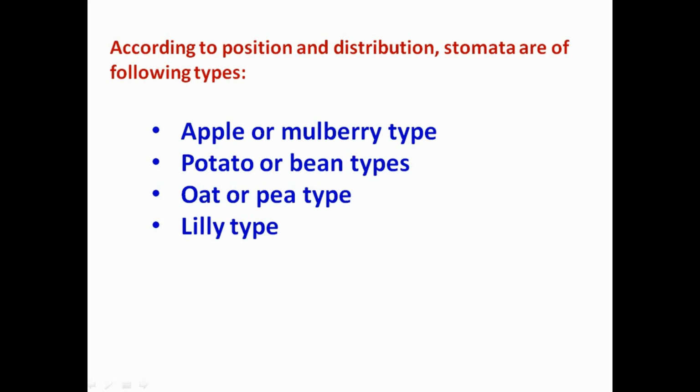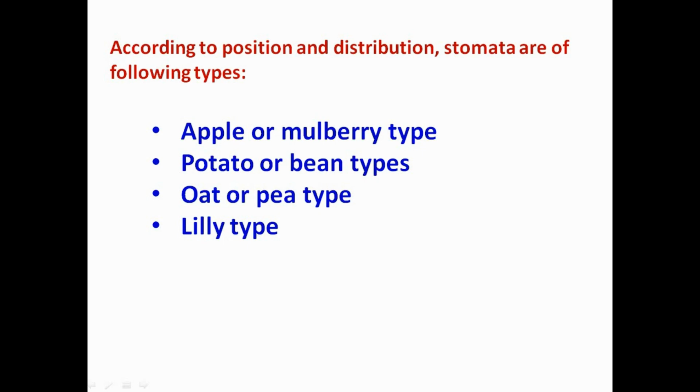And fourth one is lily type. Stomata are distributed only on the upper surface of the floating leaves. In most of the cases, stomata remain open at daytime and are closed at night.